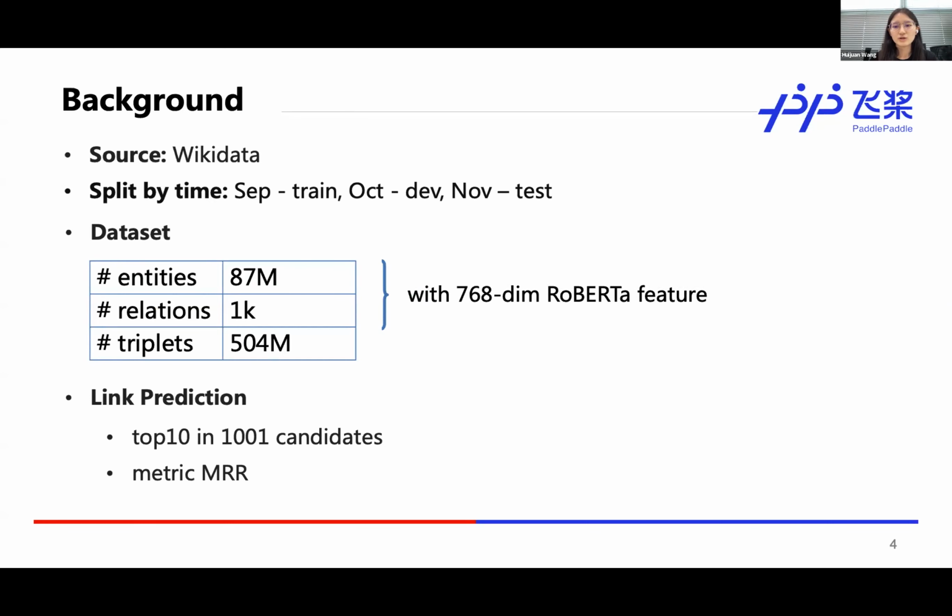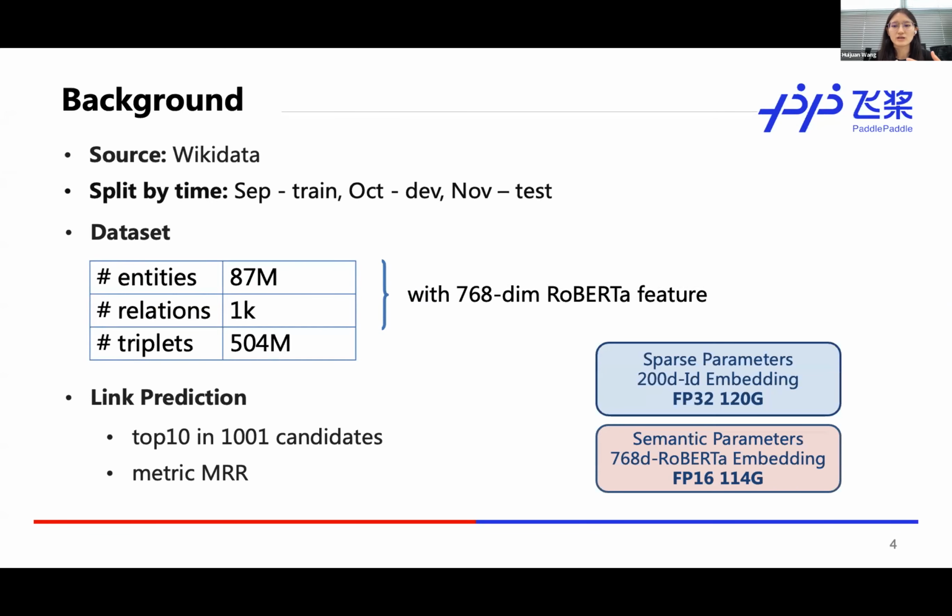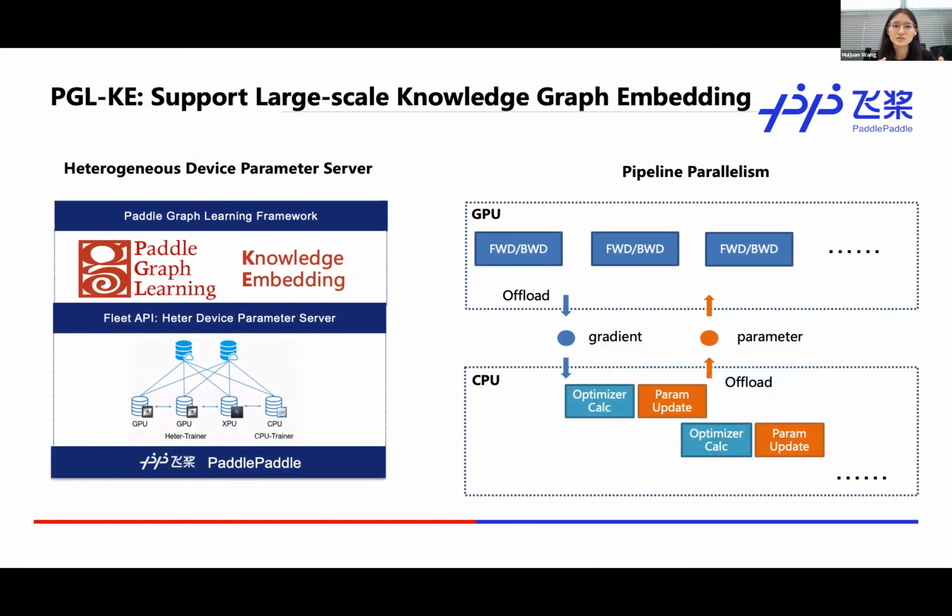And we have to note that there are more than 200 gigabytes of parameters. How to store and operate them is challenging. To deal with these problems, we developed the PGLK framework based on PaddlePaddle 2.0, which has the first industrial heterogeneous parameter server architecture. It can support super large-scale graph embedding. At the same time, CUDA streaming and pipeline parallelism technologies are adopted. It significantly improves computing efficiency by utilizing machine resources thoroughly.